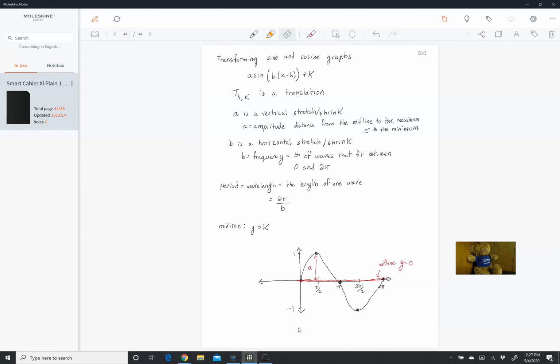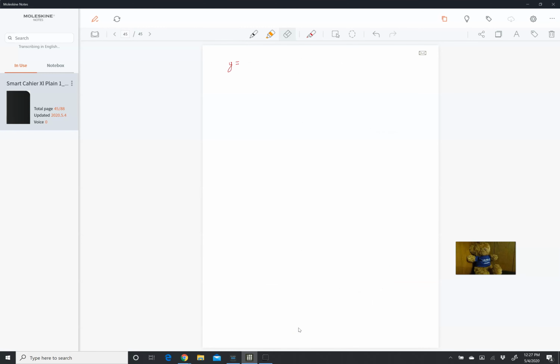Let's say that we had y equals 2 sine of 4x. The amplitude here is 2. The frequency is equal to 4, and the period, which is what you would usually identify, is 2 pi divided by 4.